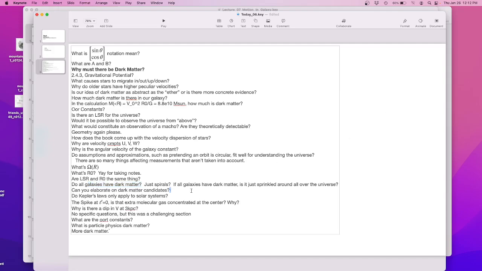Dark matter candidates. I will talk about dark matter candidates later. Basically, there's 2 flavors that we care about as astronomers. Either the math is wrong, there's an astrophysical object like a black hole or a brown dwarf, or there's a particle like a WIMP or an axion. So one of those.